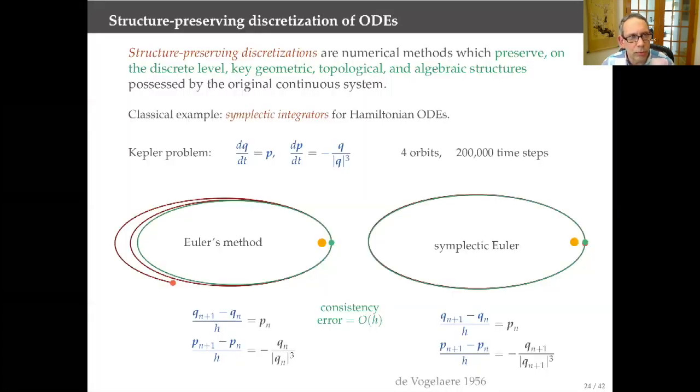So structure-preserving discretizations are numerical methods which preserve, on the discrete level, key geometric, topological, and algebraic structures possessed by the original continuous system. And the example I'll discuss for ODEs is the symplectic integrators for Hamiltonian problems. The Kepler problem is such a problem. The Kepler problem is to find the orbit of a planet around a much more massive body, the sun. And we know, of course, since the time of Kepler, that the answer is an elliptical orbit.